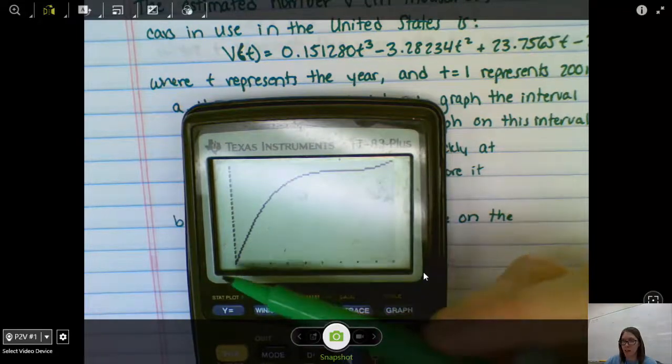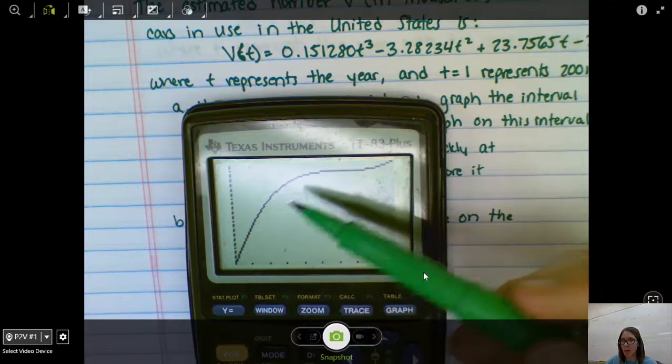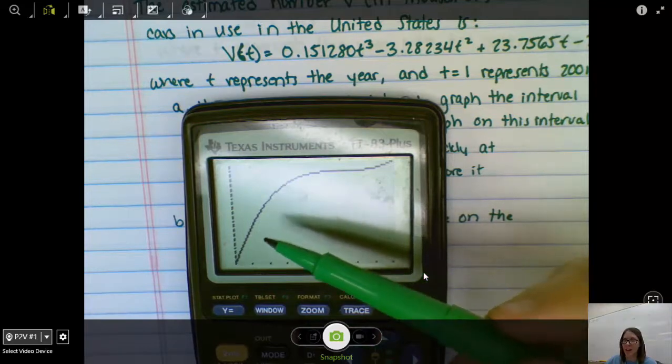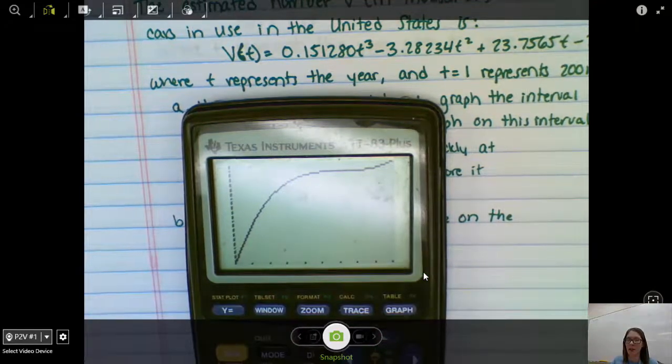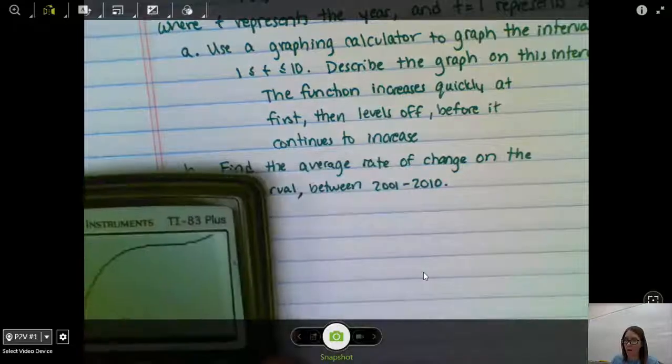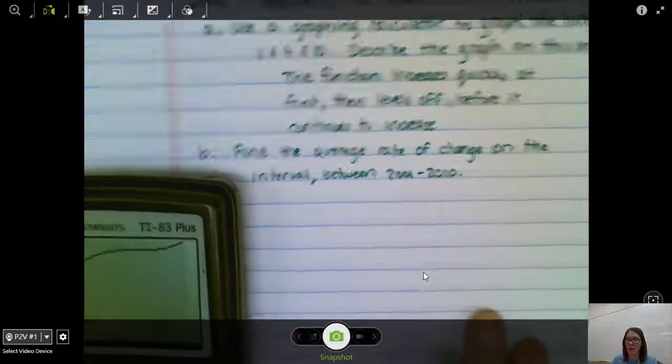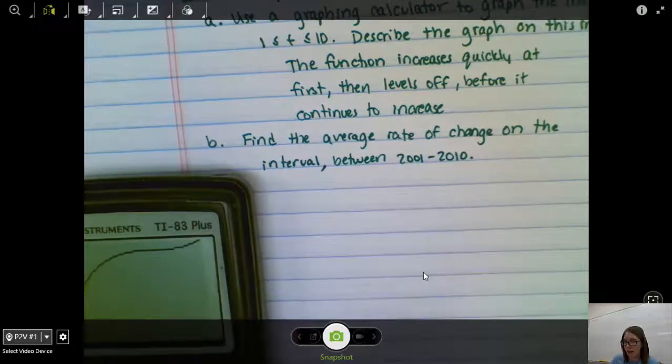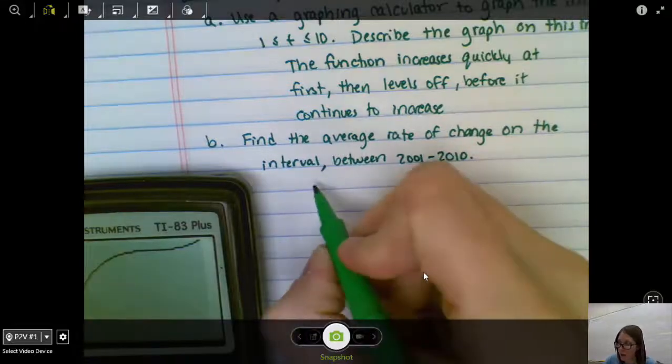Now, since our function is a curve, since it's cubic, without using calculus, we don't really know what the exact rate of change is, whereas a line, that rate of change is constant. It's not here. But we can figure out, like I said, what our average rate of change is by figuring out what our y value is when x is, or when our time is 2001.